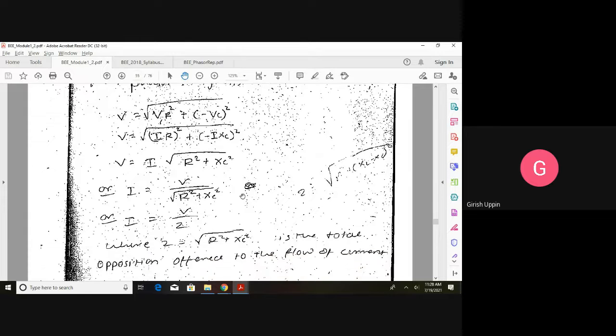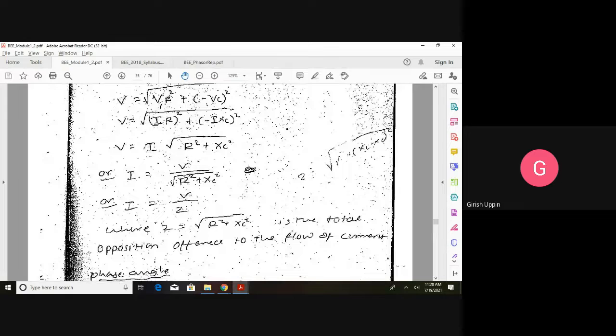Therefore, what is the impedance? It is the opposition offered. In this case, it is the opposition offered by the RC series combination to the flow of the current. Therefore, Z is equal to square root of R square plus Xc square in case of an RC circuit, or I is equal to V by Z, or V is equal to I into Z.